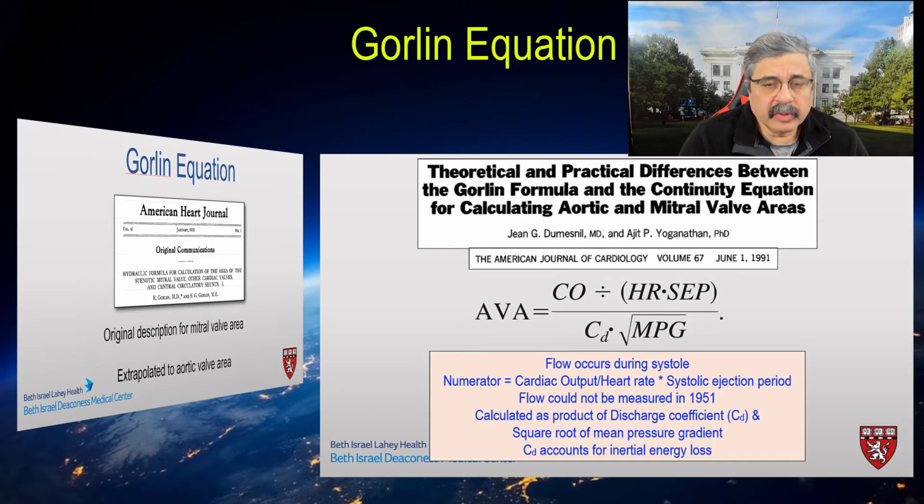Now, the contraction coefficient, that is the degree of contraction of flow when it passes through a stenotic valve, as well as the viscosity coefficient, which is loss in viscosity over time, viscosity-related flow changes, were all lumped into a discharge coefficient. We'll get into the detail of how that discharge coefficient affects the calculation of area, and that all accounted for the initial energy losses. And so that was the initial Gorlin's equation.